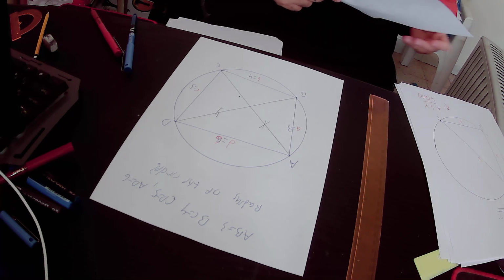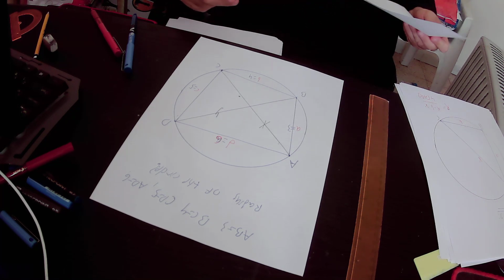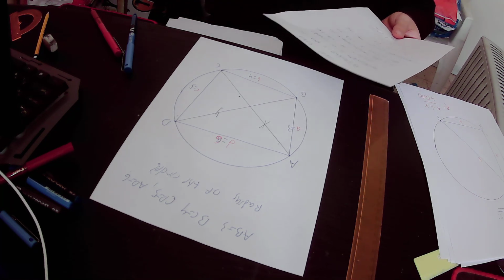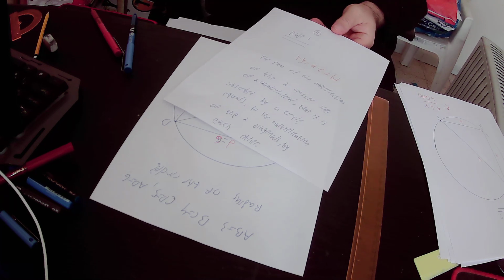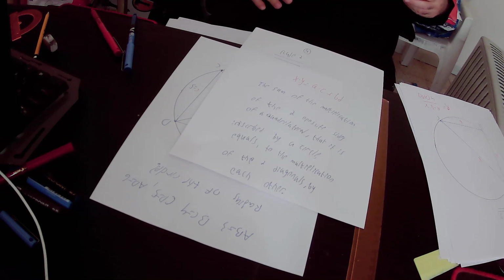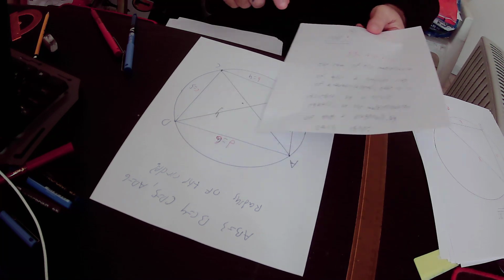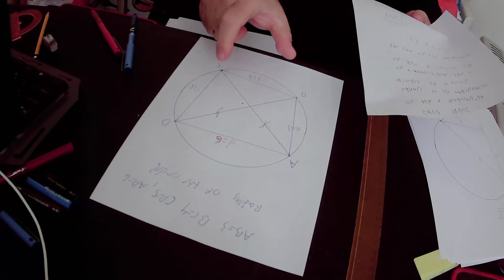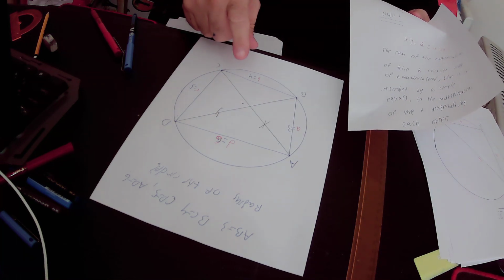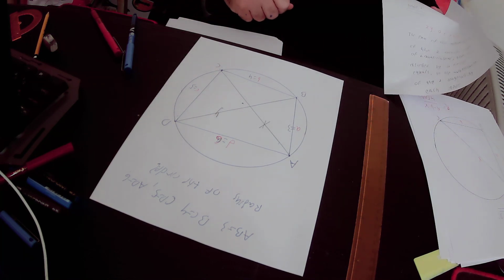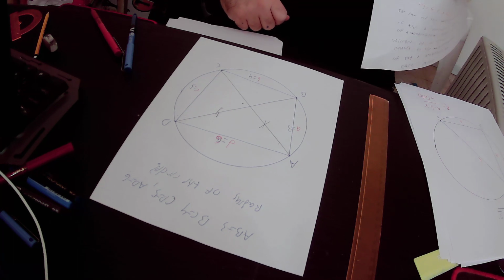According to rule number 2, if you have a quadrilateral that is a cyclic quadrilateral, that is to say it can be inscribed by a circle, then x times y will be equal to AC plus BD. That is rule number 2.